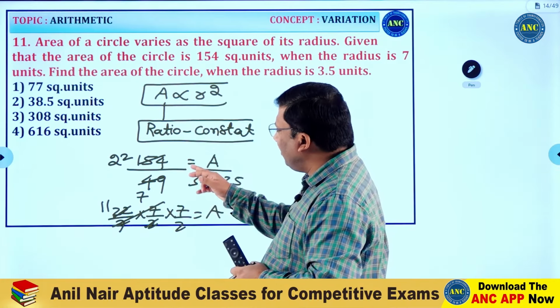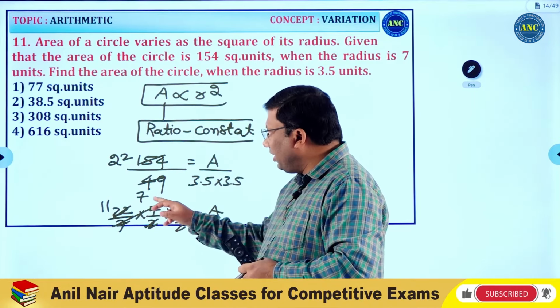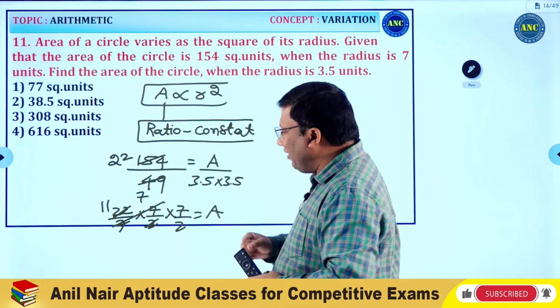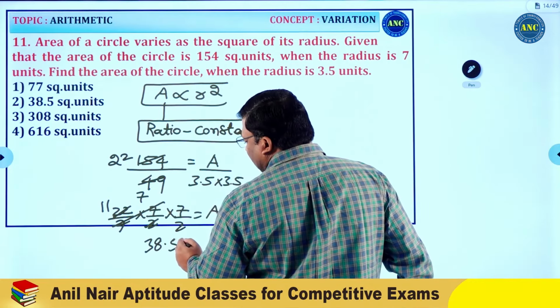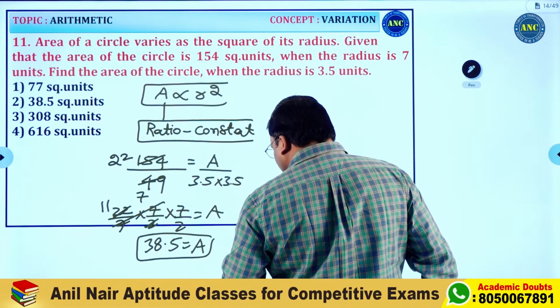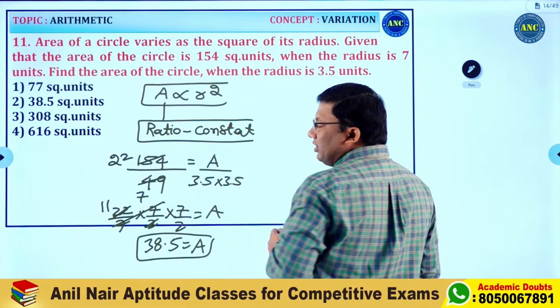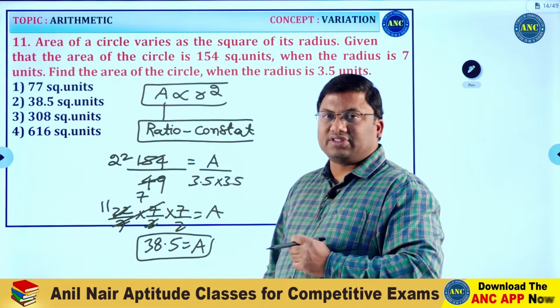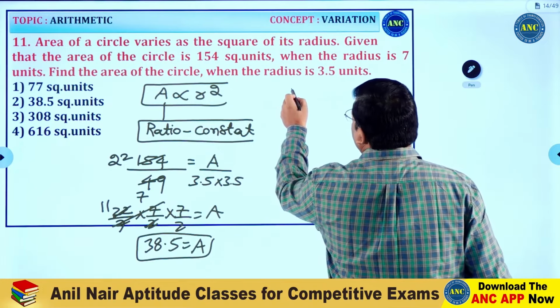So area will be 22, 2 11s are 22. So this will be 11 7s are 77. 77 by 2, 38.5. Area is 38.5. Idea clear, right, sir? Area and square of its radius, both are directly proportional. Method 2.